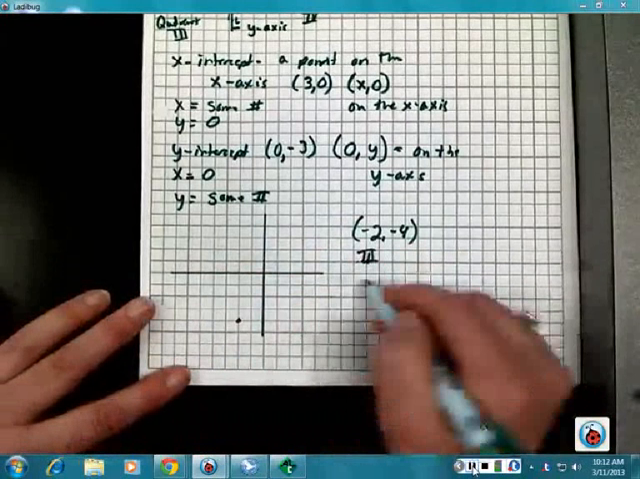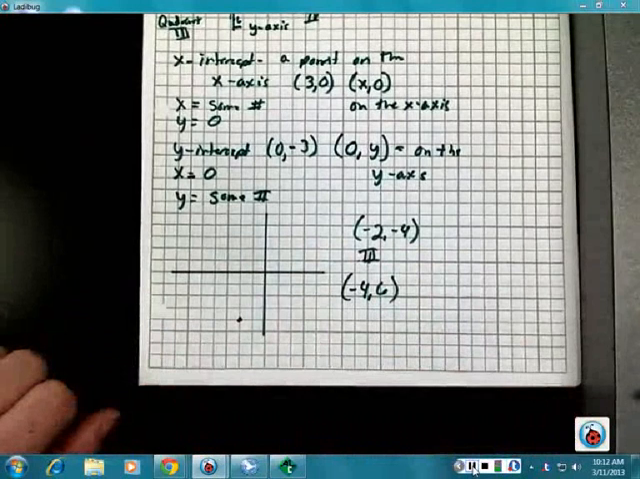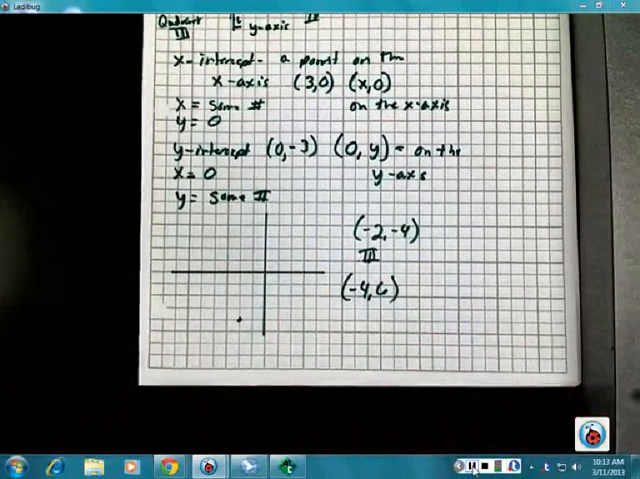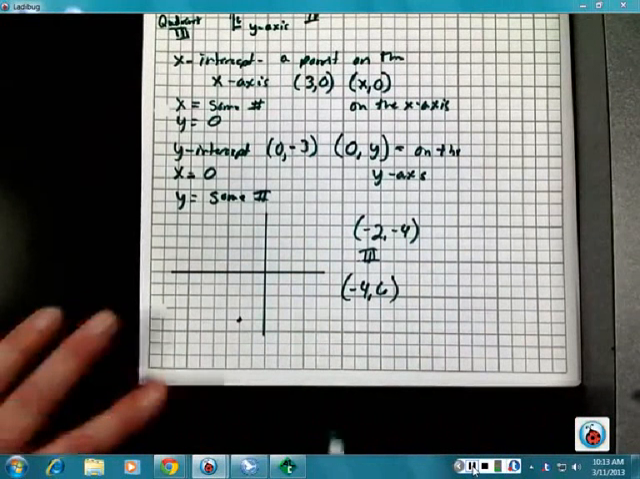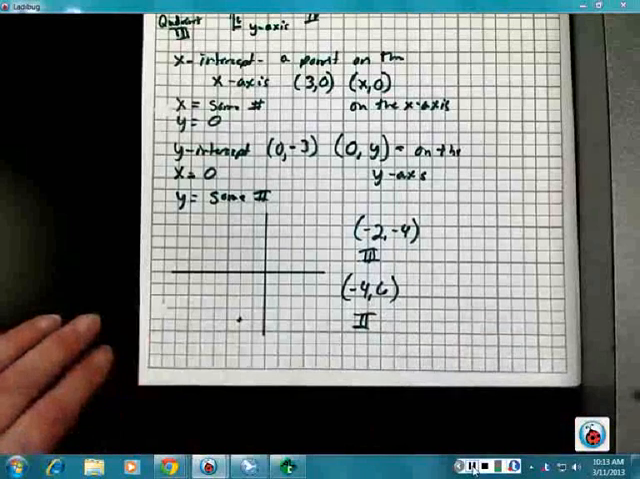How about this one? -4, 6. Where's that one at? You want to put your whatever you're at. At 2? Quadrant 2. Okay. And then where do we go with that one?